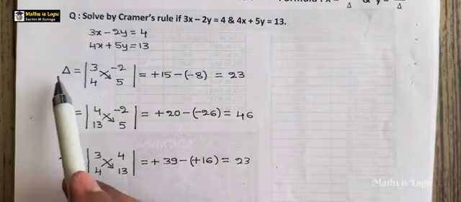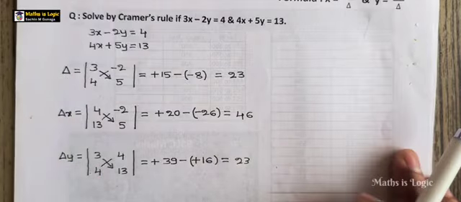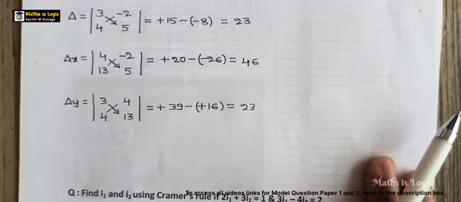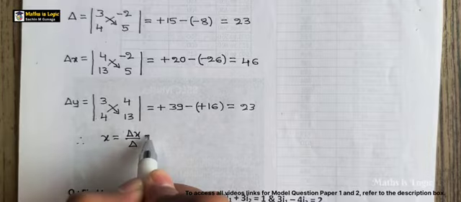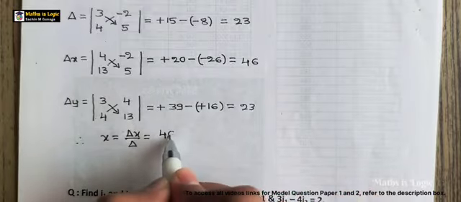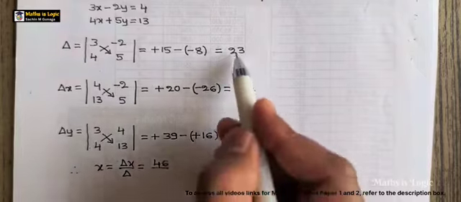Once we get the delta x and delta y values, next we need to find x and y. So write the formula. Therefore x is equal to delta x divided by delta. The delta x value is 46, divided by the delta value 23.